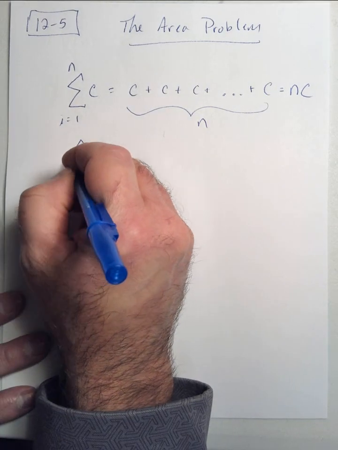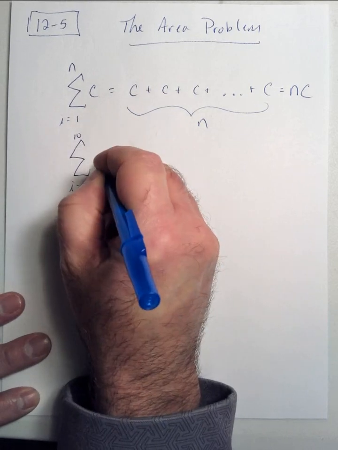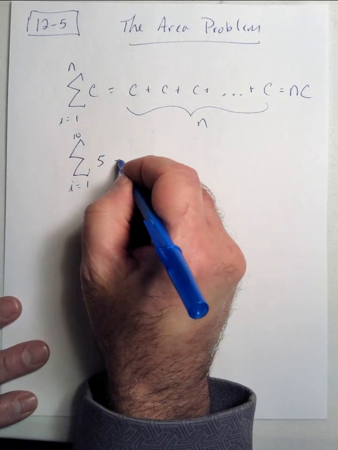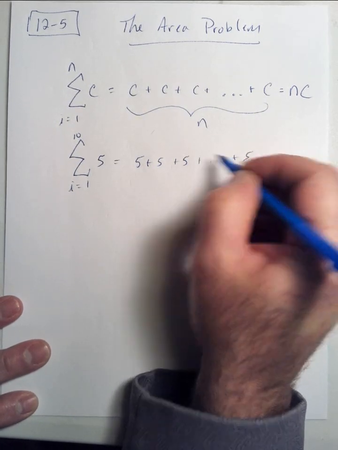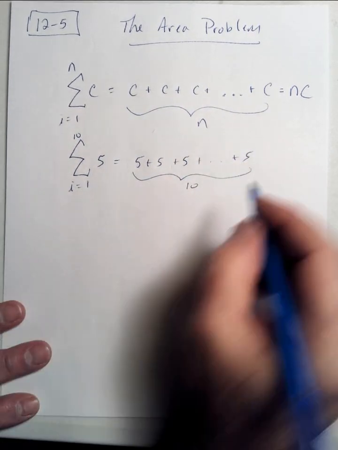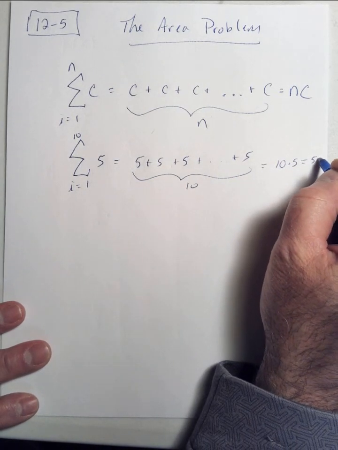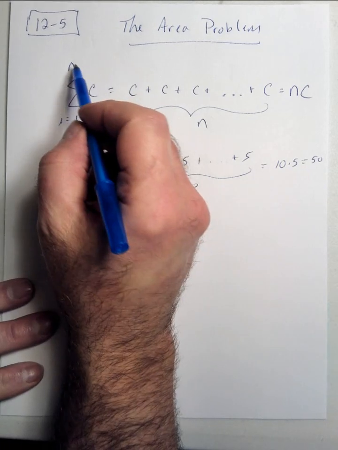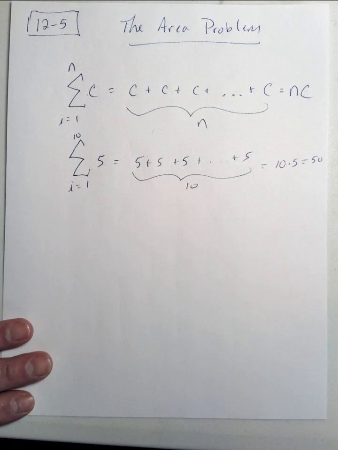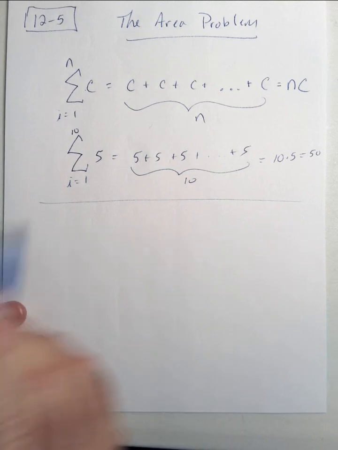An example of that would be if I goes from 1 to 10 of, say, 5. We know that means 5 plus 5 plus 5 plus 5, and there are 10 of those. So this is just 10 times 5, or 50. So anytime you have a constant, you can just multiply the constant by the number of times we're adding them together.